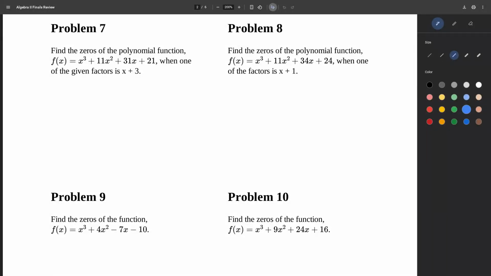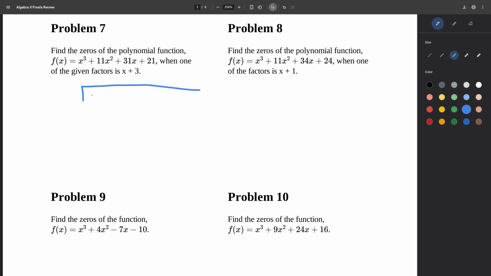In this video, we're going to continue with my Algebra 2 finals review. So let's start with problem 7. It says find the zeros of the polynomial function f of x equals x cubed plus 11x squared plus 31x plus 21 when one of the given factors is x plus 3.